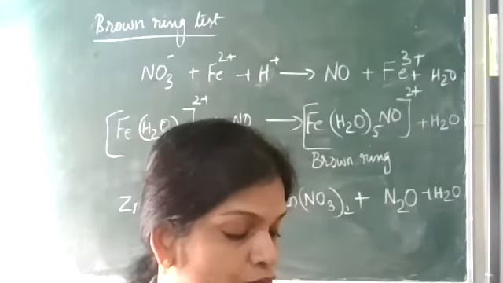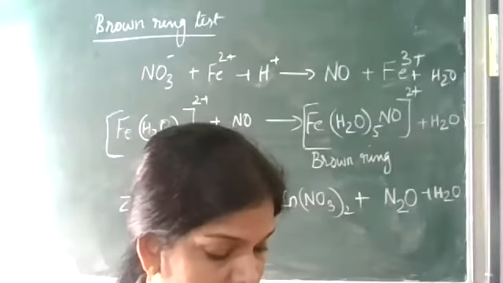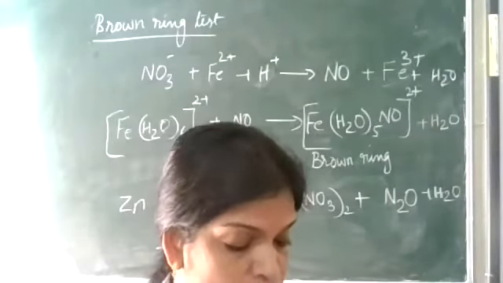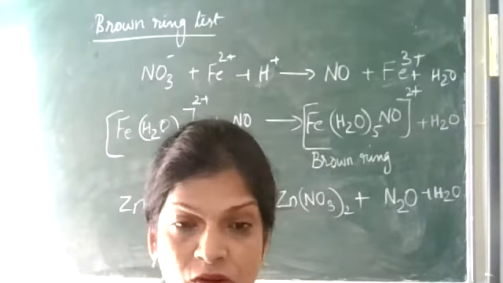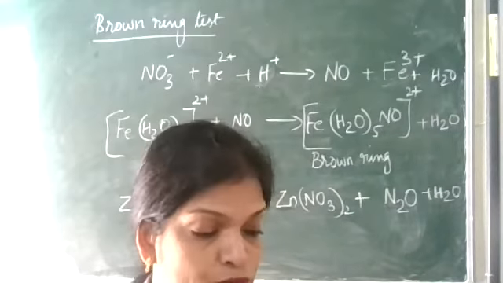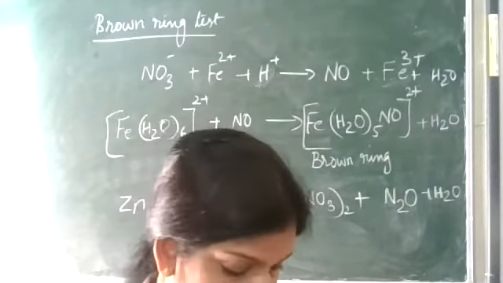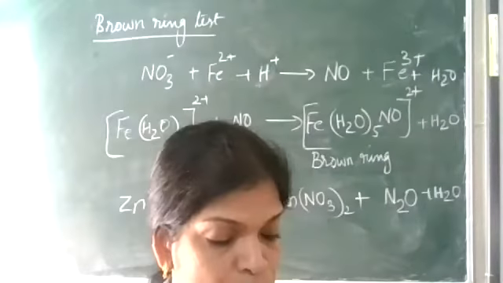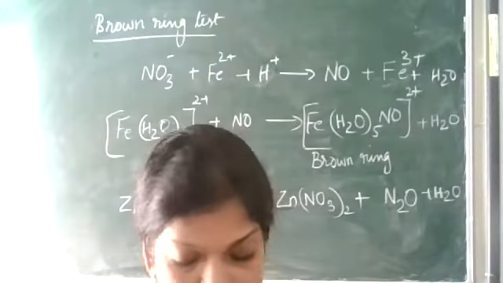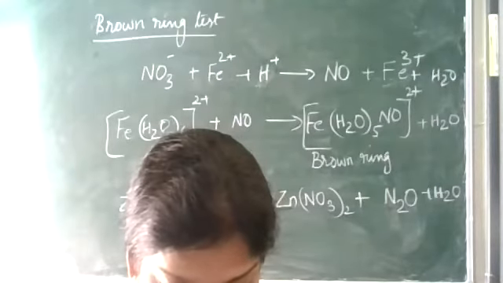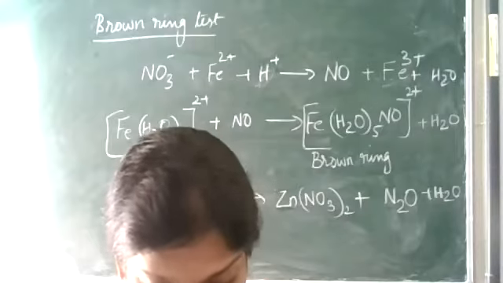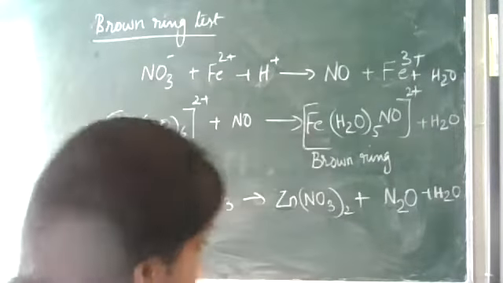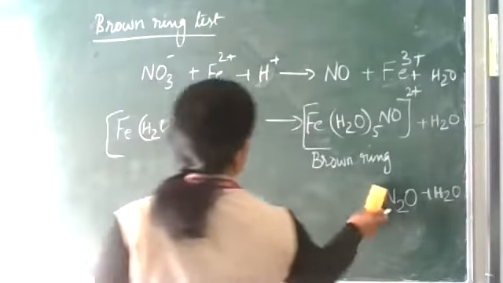Next, compounds of phosphorus. Phosphine is not there, halides of phosphorus are not there, and oxo acids of phosphorus are not there. It's written in brackets, elementary ideas only. So we are moving to the structure of oxo acids of phosphorus.